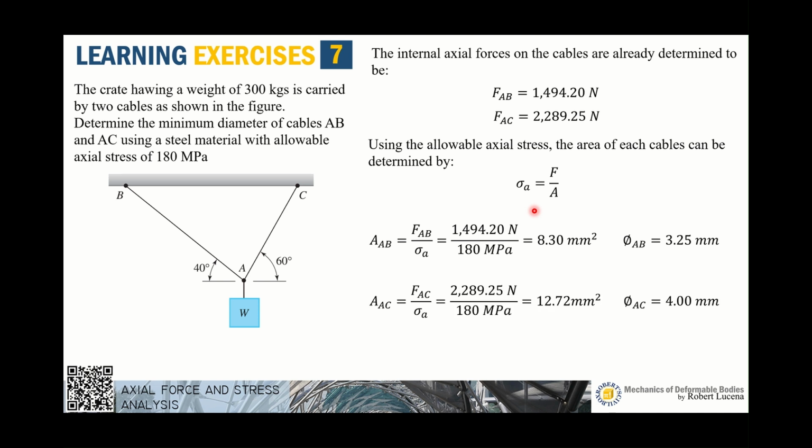Now, in a similar manner, we can solve for the area required for cable AC, that is FAC divided by the allowable stress, equal to 12.72 square millimeters. And then you can solve for the diameter, which gives you the value of 4 millimeters.